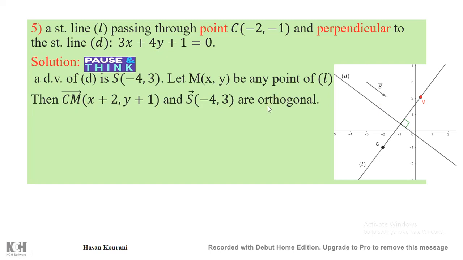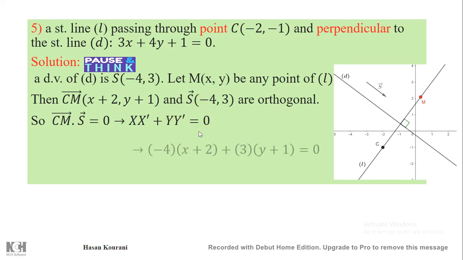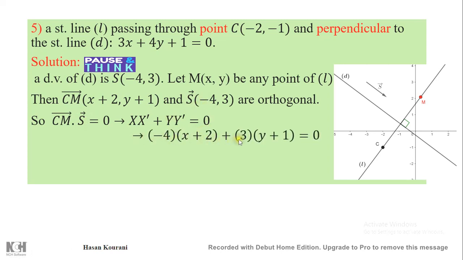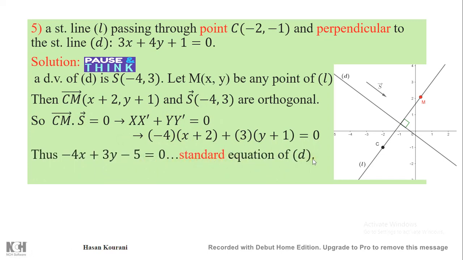Since they are orthogonal, as you know from the previous chapter, orthogonal vectors have a special scalar product. The scalar product of two orthogonal vectors is 0, and this leads to a relation between their coordinates: x x prime plus y y prime equals 0, where x and y represent the coordinates of the first vector, and x prime, y prime the coordinates of the second vector. This leads to this relation, and expanding and reducing it gives a standard equation of D.